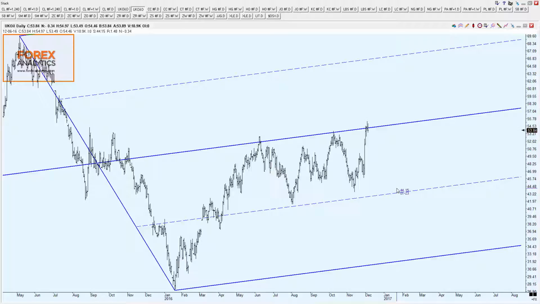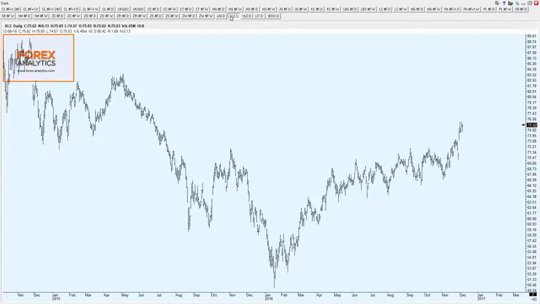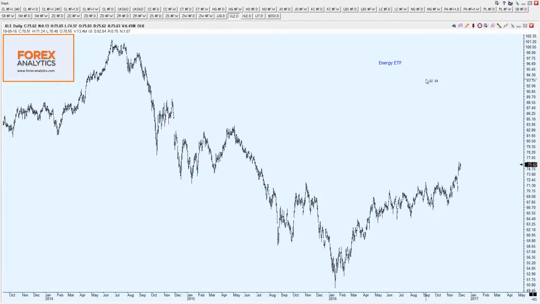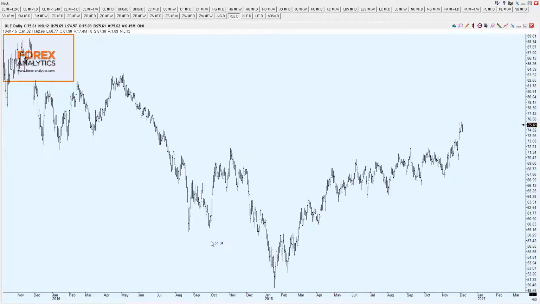Once more, all we're doing is putting things into context. I'm going to go and look at an ETF. This is XLE. This is the energy ETF, and as you can see, price has been moving to the downside pretty dramatically all the way through 2014, all the way through 2015. In 2016, it's been moving to the upside.